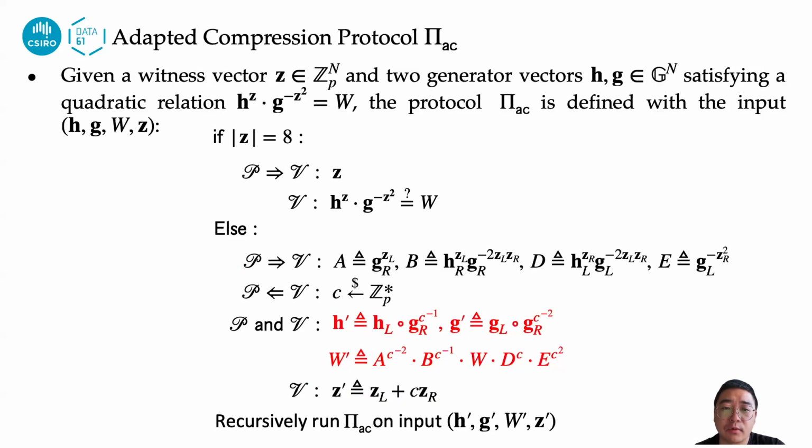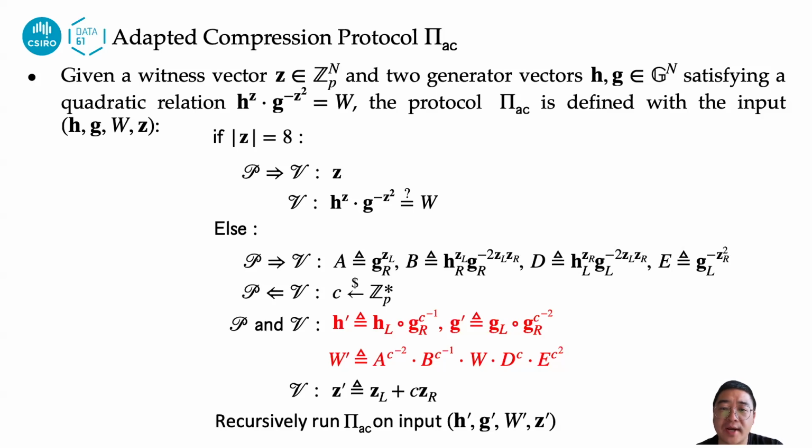We adapted it for a quadratic setting. Given a witness vector Z and two generator vectors H and G, satisfying the relation H to the power of Z times G to the power of minus Z squared is equal to a group element W. We made several modifications highlighted in red. The prover recursively reduces the dimension of the generator vector and the witness vector Z until the dimension is equal to 8. Note that we applied a trick when computing the generators H prime and G prime.